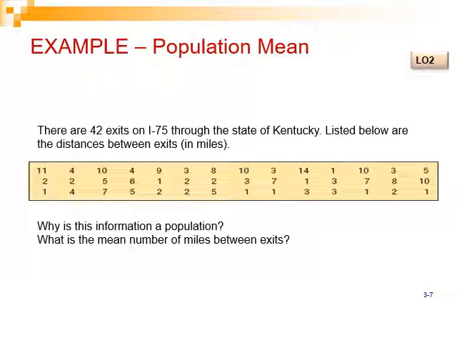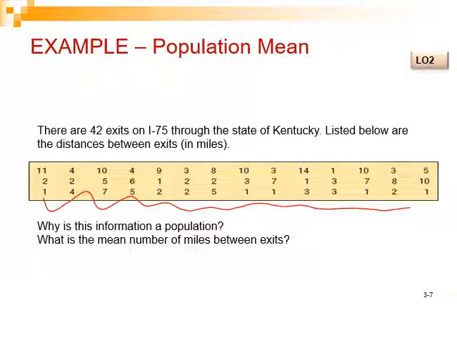Why is it not a sample? Because if you count these values, all of them, you will find it equal to 42. So we have all the values here, not a sample or a portion of them. So these are the values in our population.